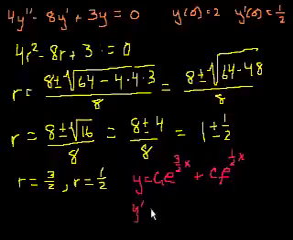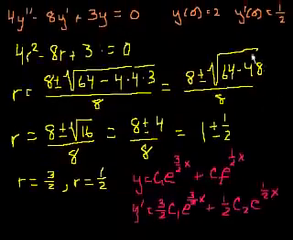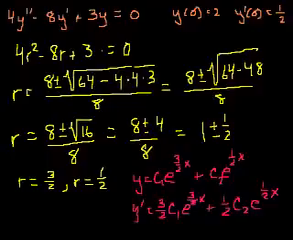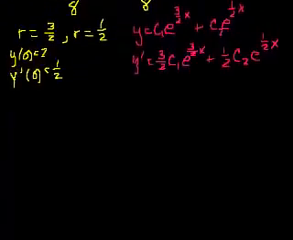Y prime of our general solution is equal to 3/2 times c1 e to the 3/2 x plus, derivative of the inside, 1/2 times c2 e to the 1/2 x. And now let's use our actual initial conditions. I don't want to lose them. Let me rewrite them down here so I can scroll down. So we know that y of 0 is equal to 2, and y prime of 0 is equal to 1/2. Those are our initial conditions. So let's use that information.